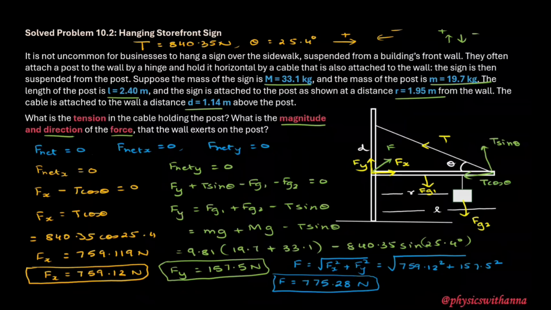Now we need to find its direction. To find the direction is to find the angle theta. It's not this theta; the angle that we are finding, I will call theta 1. It's the angle the resultant force makes with the post. So we can find theta 1 by taking tan inverse of Fy over Fx. That gives tan inverse of 157.5 over 759.12. That gives us theta 1 equal to 11.7 degrees.